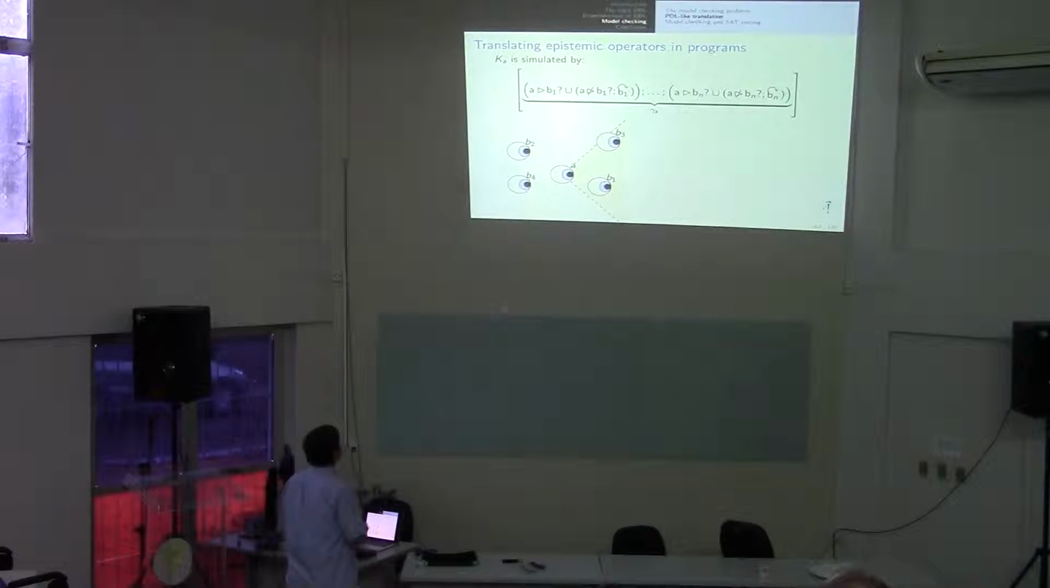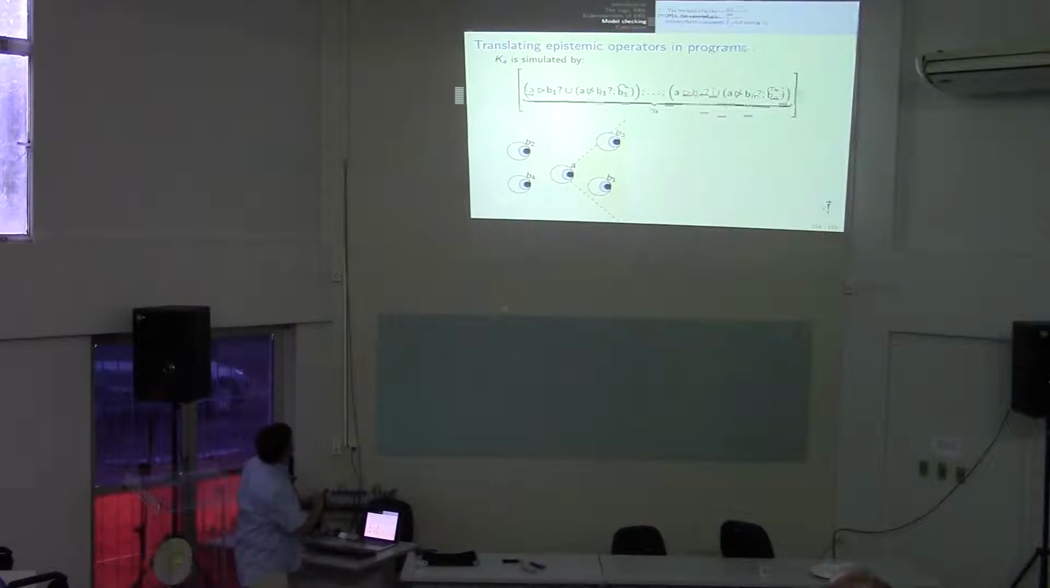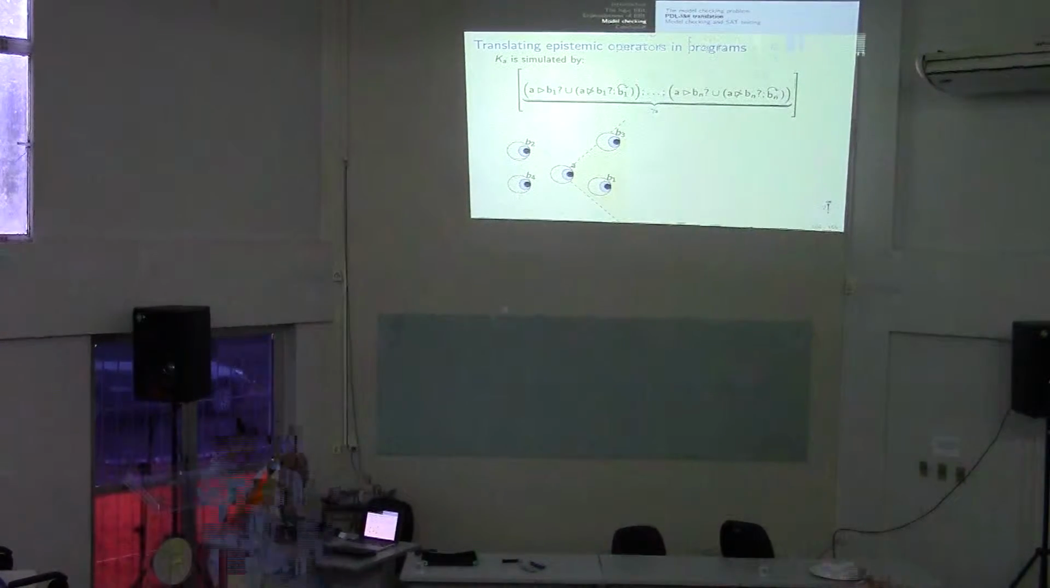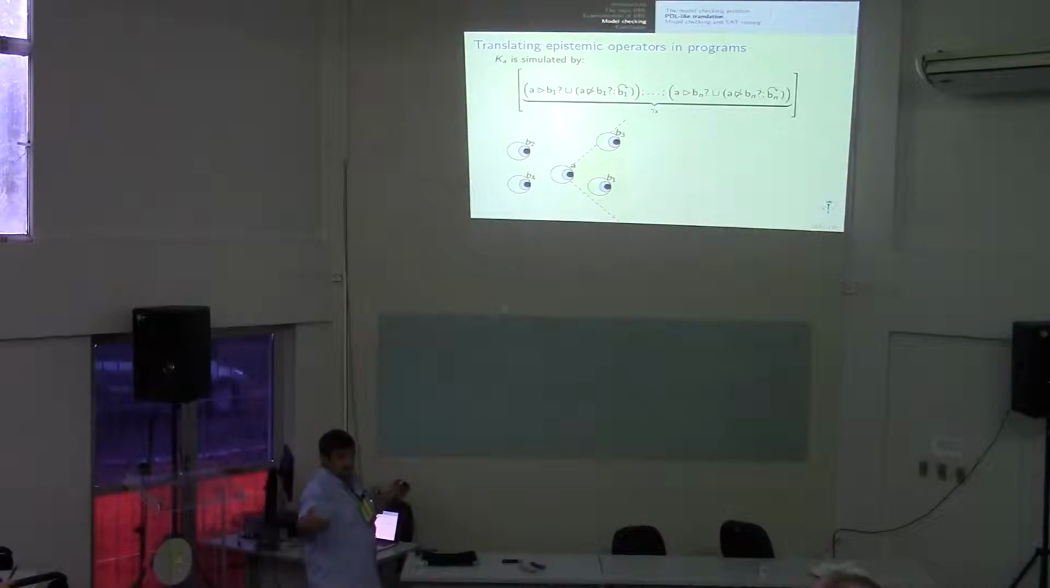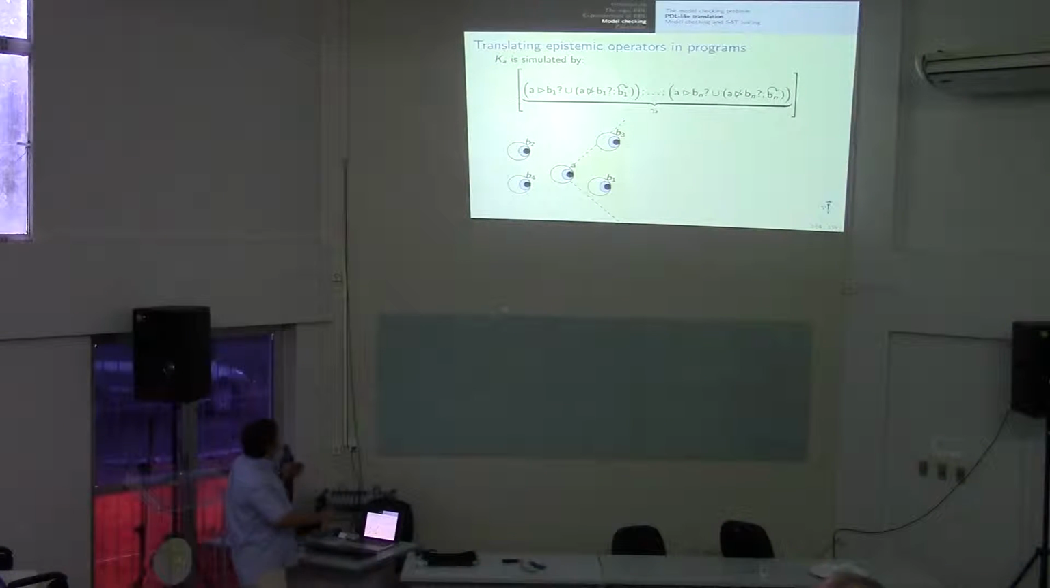PDL-like language. And so here is the idea. If we can translate the individual knowledge operator, then the common knowledge will come easily by using iteration. So here is how we translate the individual knowledge for the agent A. This will be a composition of programs that look like this. So we have a non-deterministic choice. We test whether A sees B1. And if A sees B1, then nothing happens.